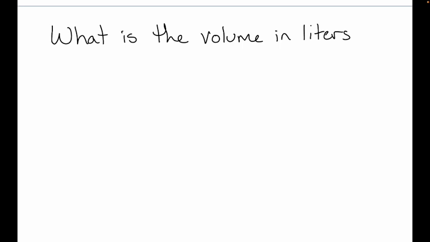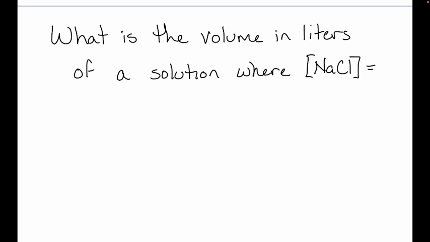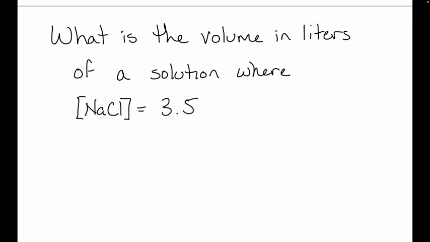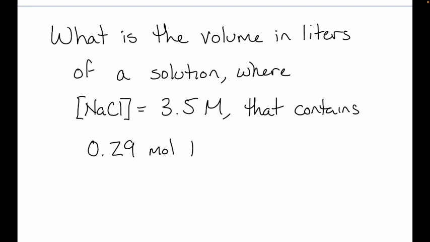Let's do a slightly more difficult one here. What is the volume in liters of a solution where bracket NaCl equals 3.5 molar that contains 0.29 moles of NaCl?